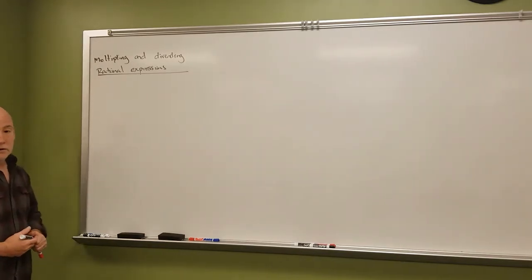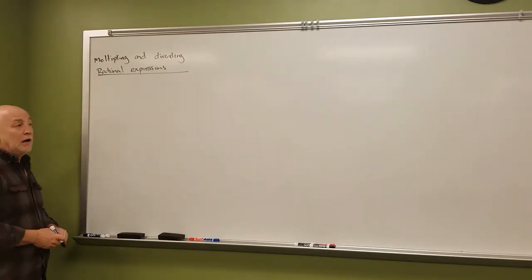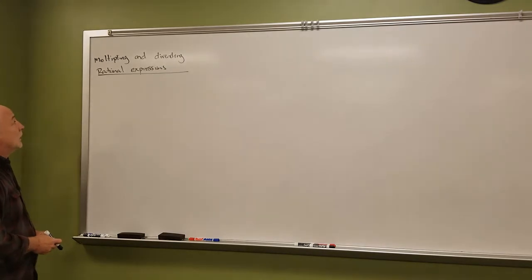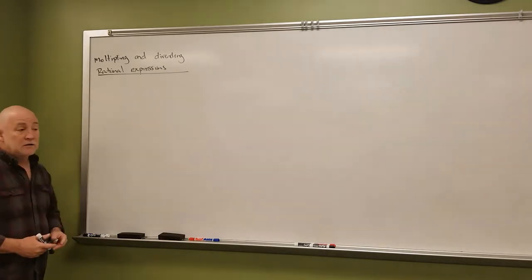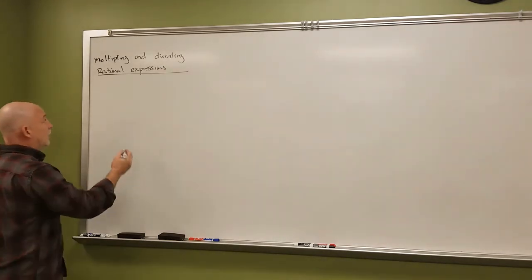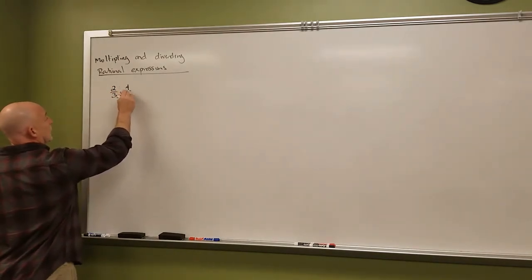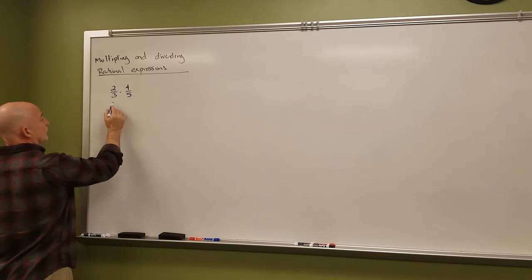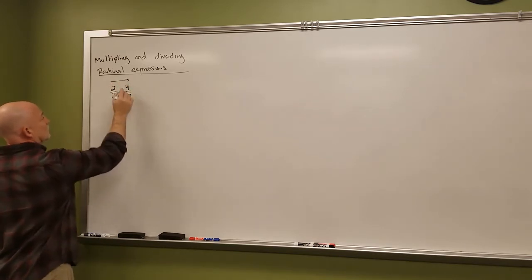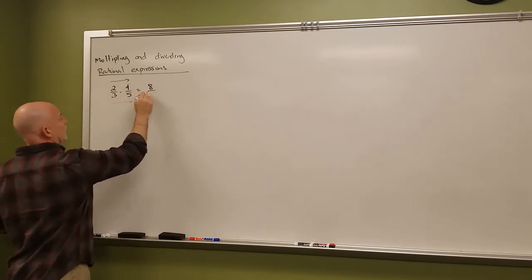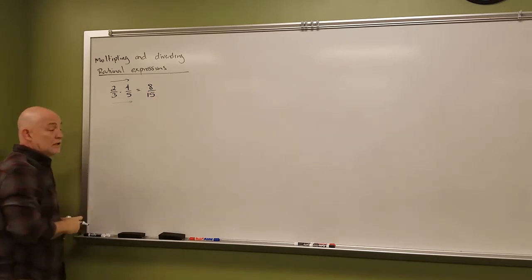All right, let's take a look at how we multiply and divide rational expressions. Again, these are just fractions, so let's take a look at how we multiply fractions. So if I just said 2/3 times 4/5, remember, to multiply fractions, all we do is multiply straight across the top and bottom, so that would give me 8/15.